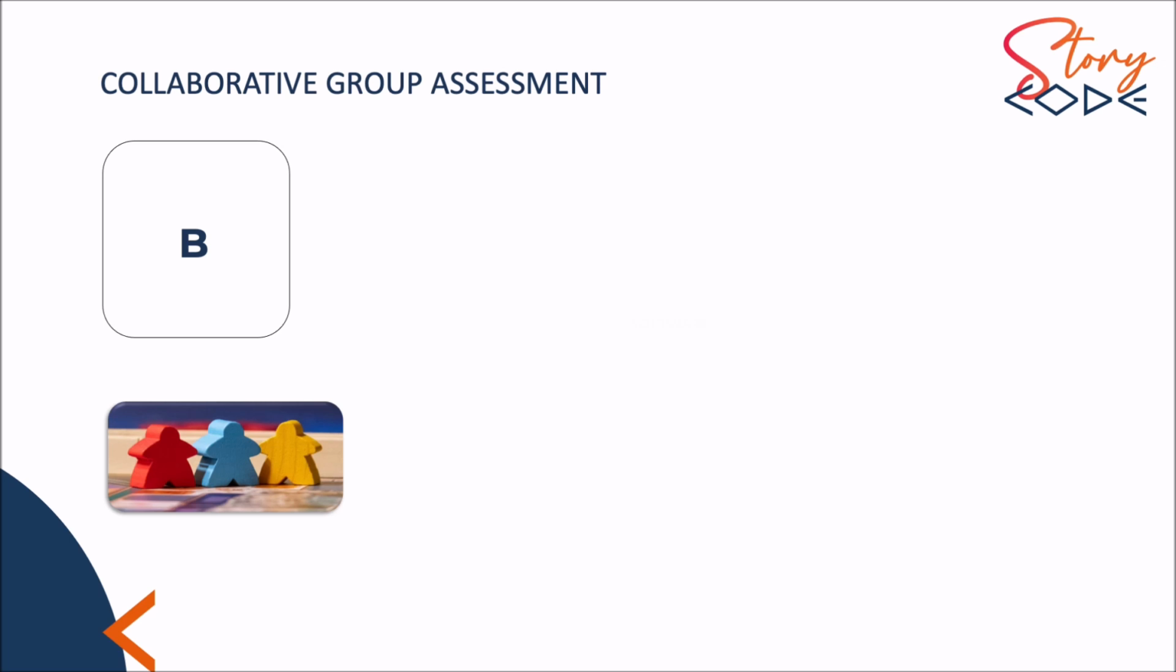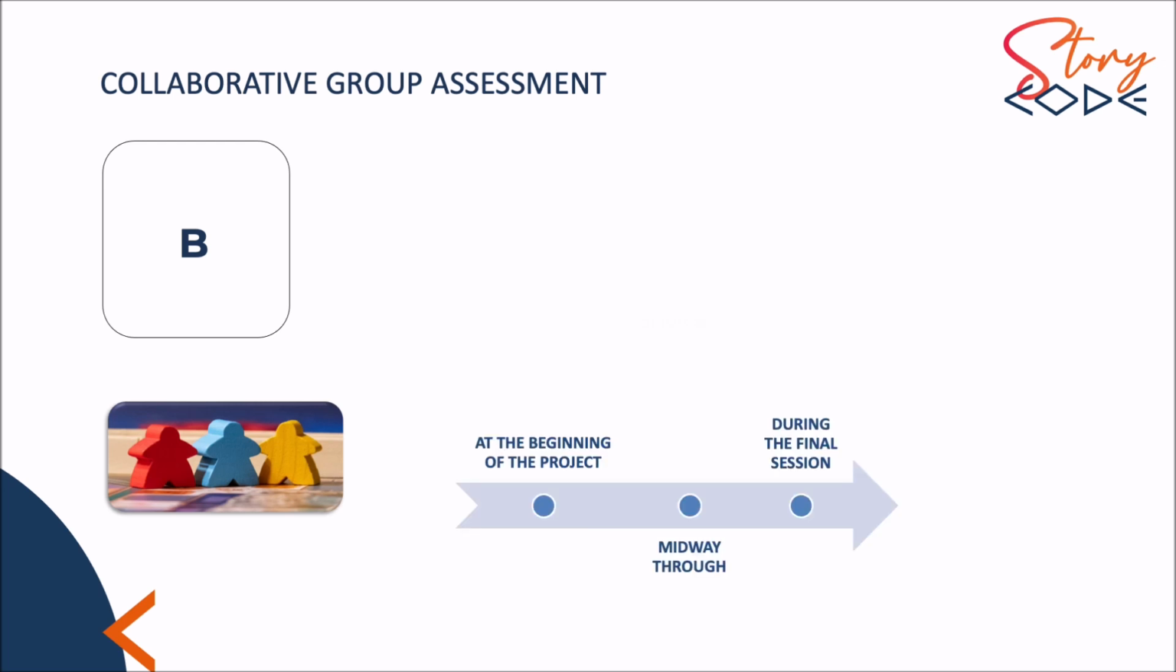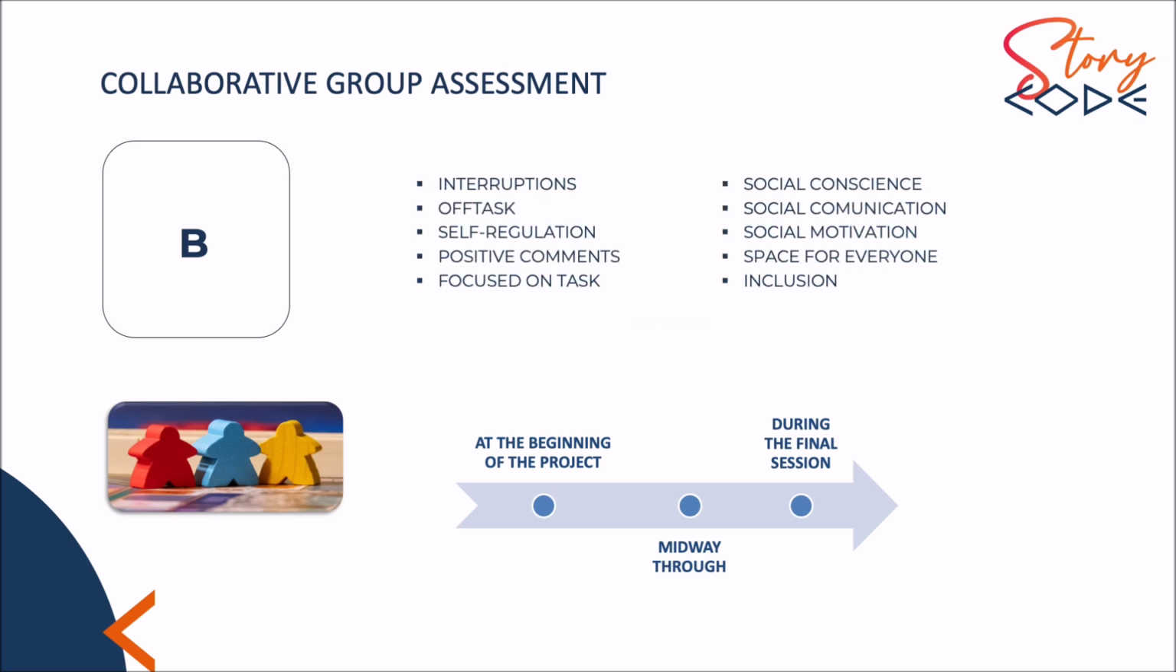Then, you will have to apply a collaborative group assessment system to each group 3 times. Once at the beginning of the project, once midway through, and once during the final session. You can use the provided system in the reserved area, Annex 3, or you can develop your own.